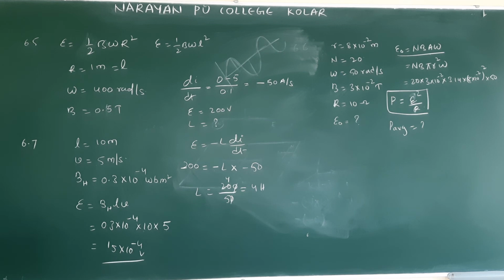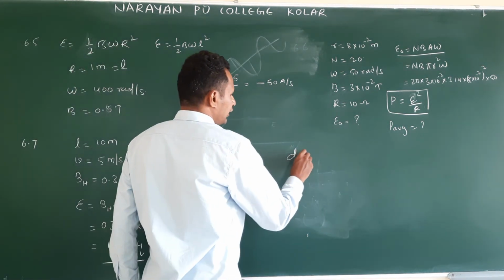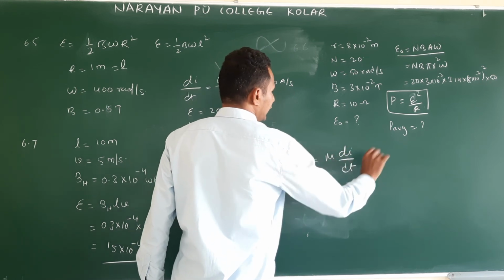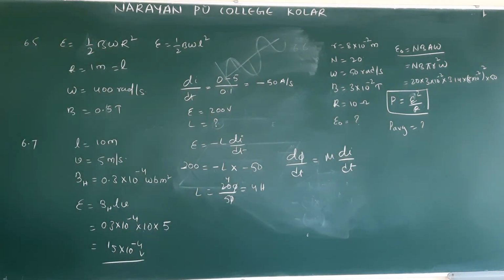Let me check. 6.8: 4 Henry, right? 6.9. A pair of adjacent coils has mutual inductance 1.5. If the current in one coil changes from 0 to 20 ampere in 0.5 second, what is the change in flux linking with the coil? So N phi is equal to what? M into di by dt. What is the formula? d phi by dt is equal to M into di by dt. Follow this, you will get the answer.